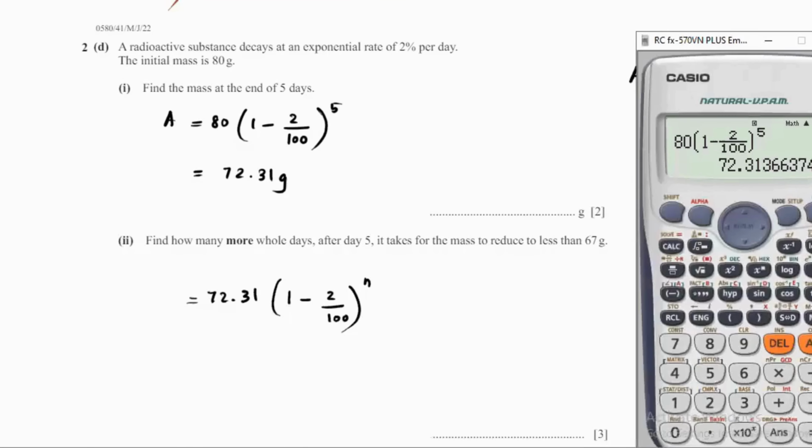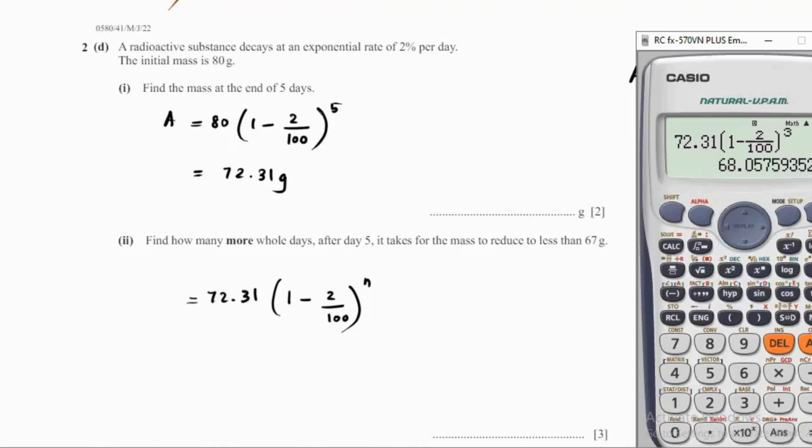So then I'm going to do 72.31 and the bracket 1 minus, the fraction is going to be 2 over 100. I'm going to close the brackets and I need to substitute different values for n to check what I get. Now, for example, if I put 2 here for n, I get 69.44, which means we still have 69.44 grams left. Still, it did not reduce below 67.